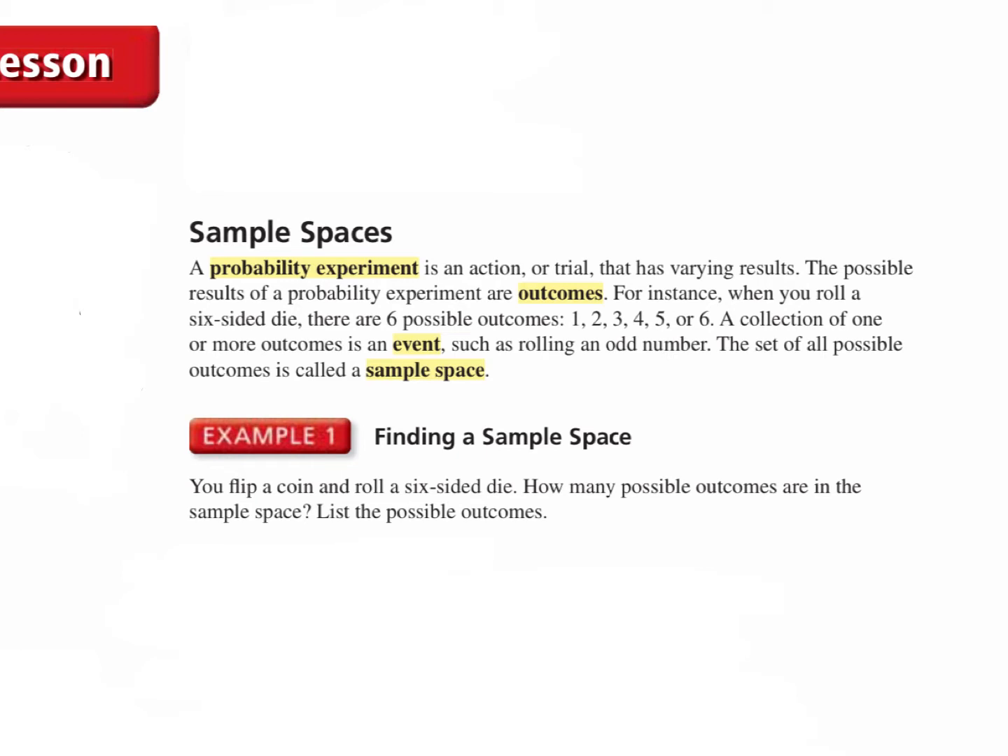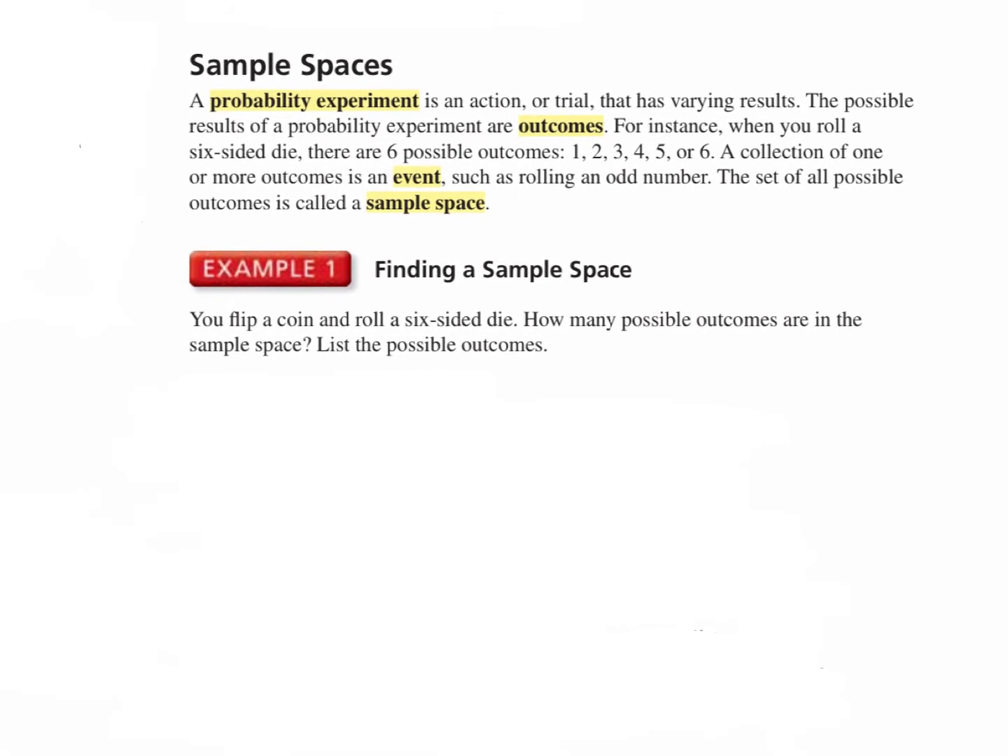A collection of one or more outcomes is an event, such as rolling an odd number, and the set of all possible outcomes is called the sample space. So in example 1, we're going to look at how to find a sample space. Remember, sample space is the set of all possible outcomes. So you flip a coin and roll a 6-sided die. How many possible outcomes are there in the sample space?